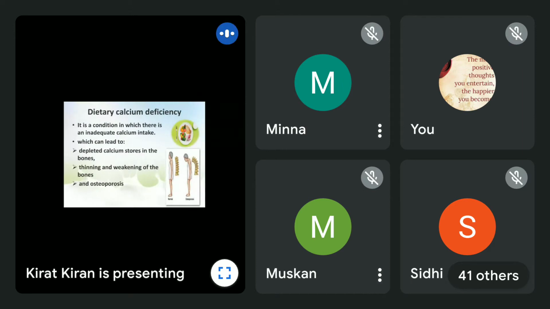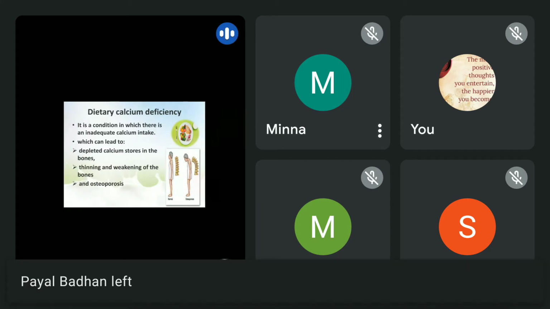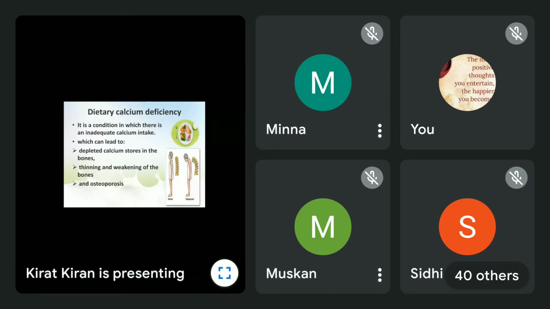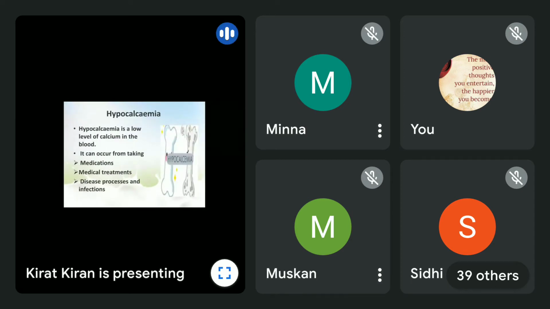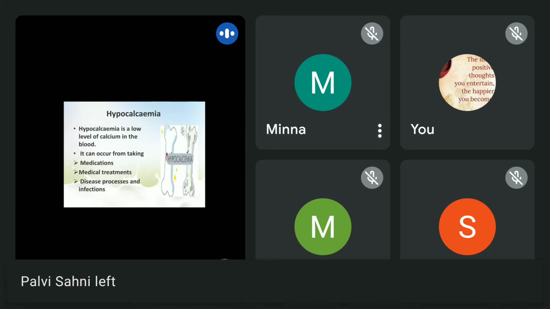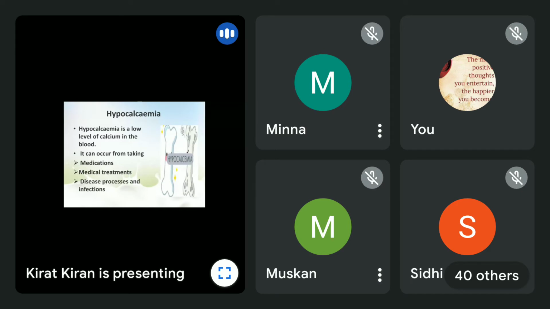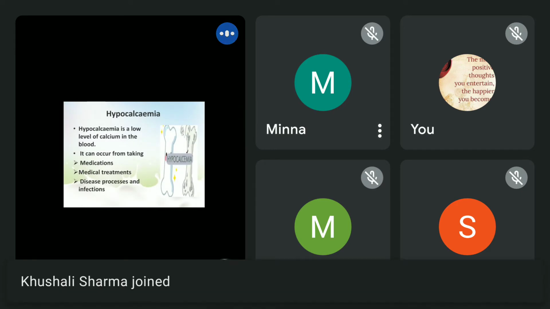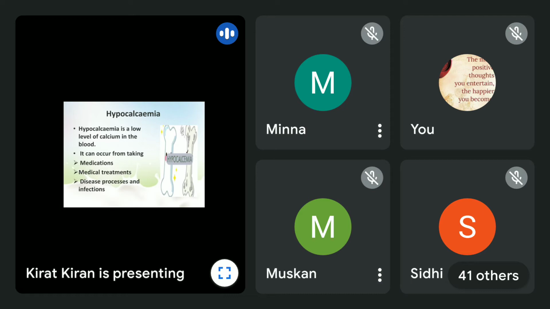Dietary calcium deficiency is a condition in which there is an inadequate calcium intake, which can lead to depleted calcium stores in the bones, thinning and weakening of the bones, and osteoporosis. Osteoporosis is a medical condition in which the bones become brittle and weak. Hypocalcemia is a low level of calcium in blood. It can occur from taking medication, medical treatment, disease processes, and infection.